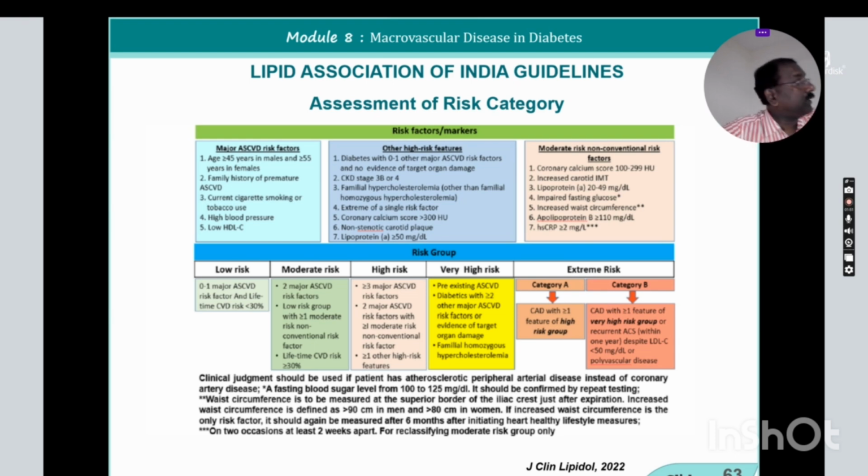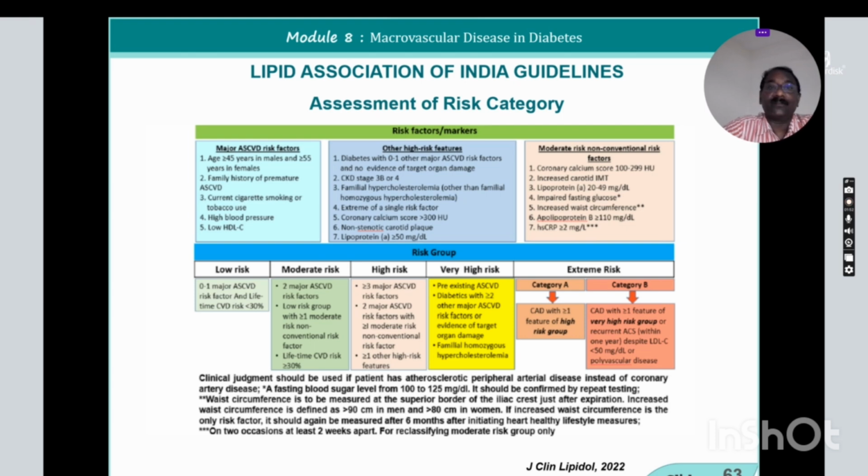Now please concentrate on the lower part, the risk groups: low risk, moderate risk, high risk, very high risk, and extreme risk. This is very important for all of us practically. Low risk: 0 to 1 major atherosclerotic cardiovascular risk factors, and lifetime CVD risk less than 30%. So almost none of the people will be low risk. 0 to 1 major. Suppose your age is more than 45, itself you are not a low risk individual. A strong family history, itself you are not a low risk individual. So only maybe 0.5 to 1% of the population will be low risk individuals. So you forget that one.